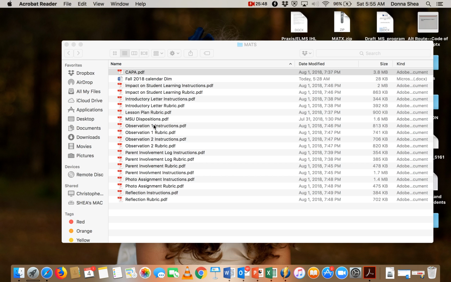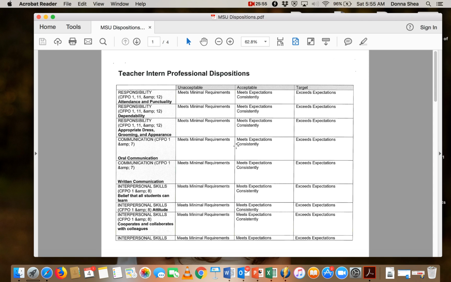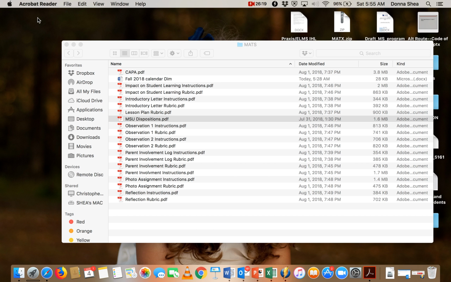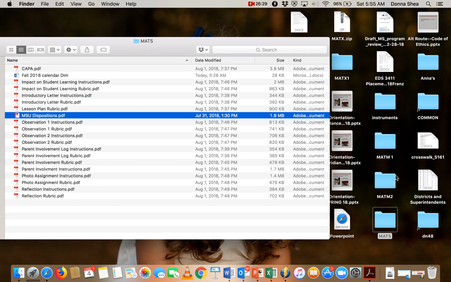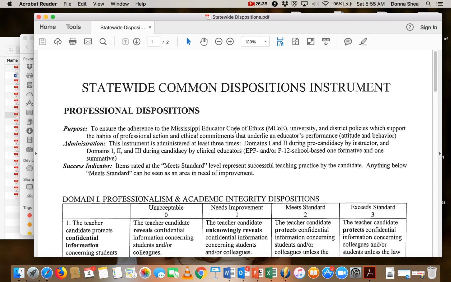There are 2 dispositions instruments that university supervisors will use to assess. This one actually counts toward points toward your grade. It's the Mississippi State Dispositions Instrument, and this instrument is used to assess things like attendance, punctuality, dependability. How are you dressed? Are you groomed? Do you look professional every day? Do you communicate well, orally and through written communication? Do you believe that all students can learn? So these are the dispositional issues that are assessed, but we also have a statewide disposition instrument that I think I failed to get in this particular folder, but I can show it to you. The statewide disposition instrument is based upon the Mississippi Educator Code of Ethics.